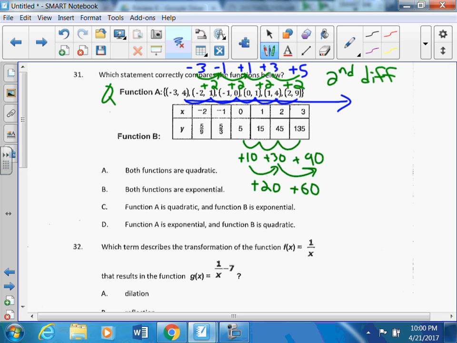Go from 30 to 90, that's +60. Ooh. So the second difference is not the same on function B. Those numbers are not the same like they were up here when you had all those 2's. But what I also notice is we go from 5 to 15, you times by 3, times by 3, times by 3. 10 to 30, times by 3 to get to 90. 20 to 60, times by 3. You're multiplying by 3. So function B is exponential. And that is C.